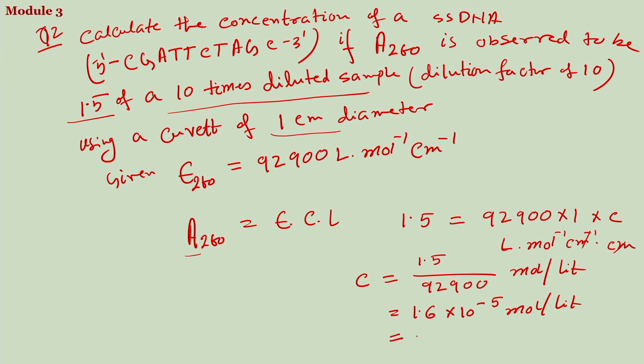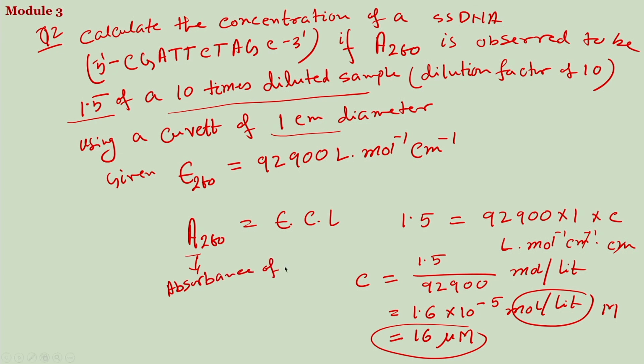which is equivalent to 16 micromolar. So, mole per liter is molar, capital M. Micromolar is 10 to the power minus 6. So, this would be 16 micromolar, and that is the concentration of the 10 times diluted sample. So, this basically is the absorbance of the diluted sample.